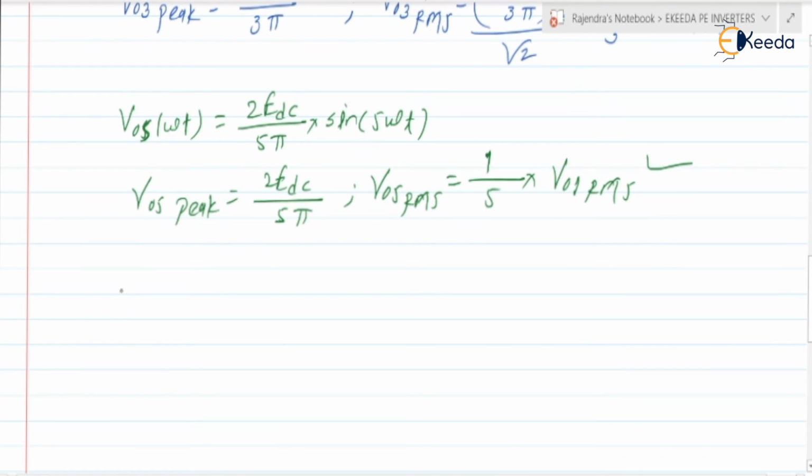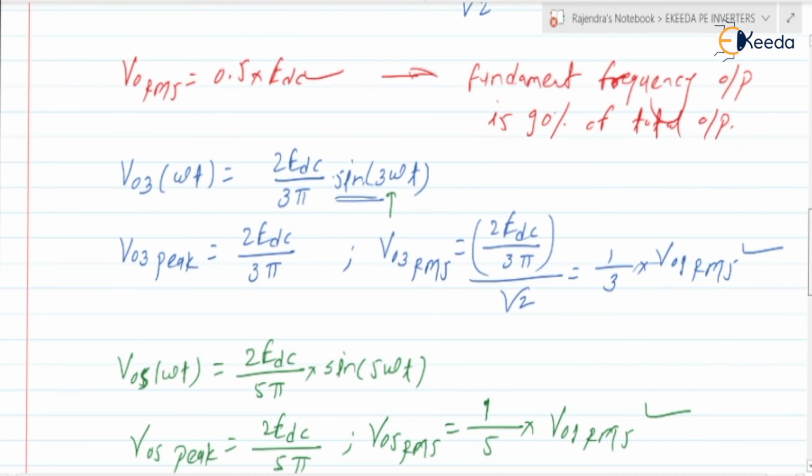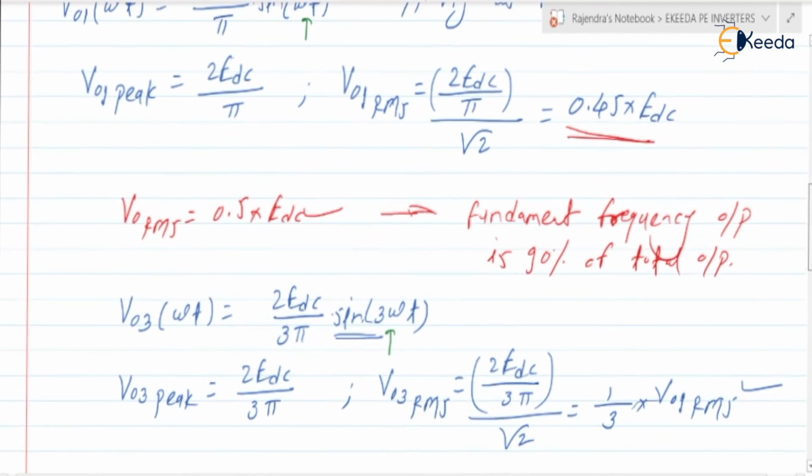Similarly we can write in general, V0n of omega t, for the nth harmonic, is equal to 2 EDC by n pi into sine of n omega t. And what is V0n RMS? The RMS value of the nth harmonic component is 1 by n into V01 RMS. Is this clear? So as n increases, its magnitude decreases, but its frequency goes on increasing.